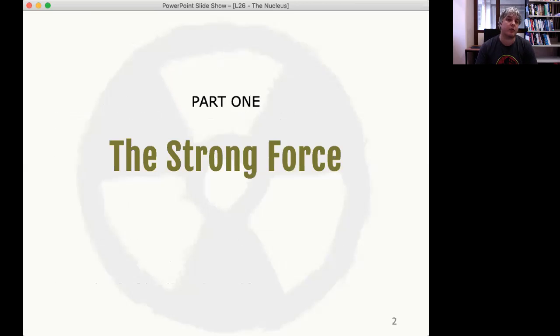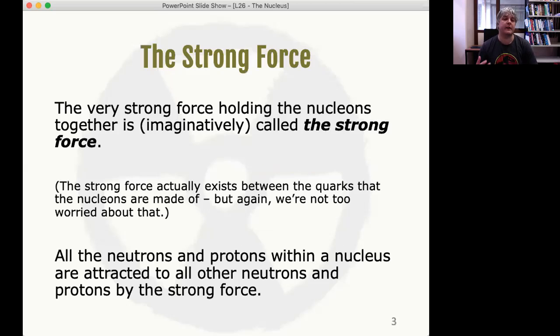So the strong force. We mentioned this already, that very strong force that holds all of the nucleons. Remember, nucleon means proton or neutron. Anything found in a nucleus is a nucleon. So the strong force holds all those nucleons together. It was imaginatively called the strong force. We decided, well, it has to be very strong to overcome that electric repulsion. Remember, all the protons are repelling each other. It has to be strong to overcome that, so we'll just call it the strong force. I didn't get a say in that, obviously.